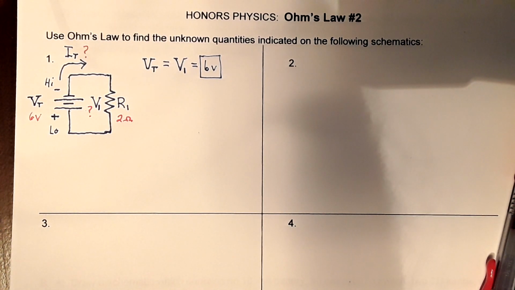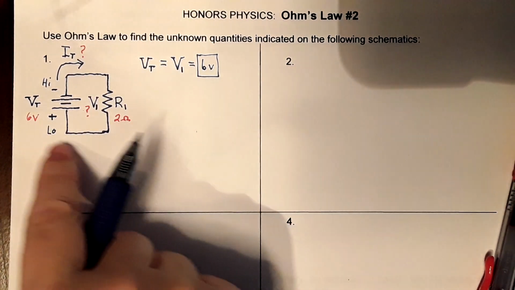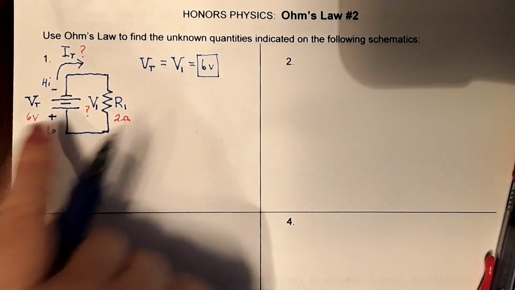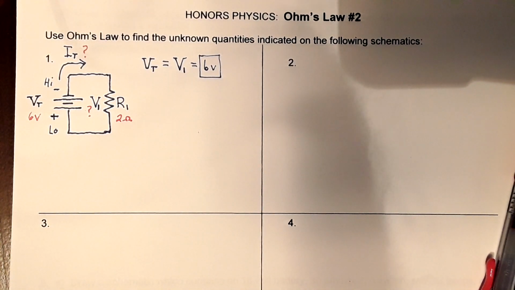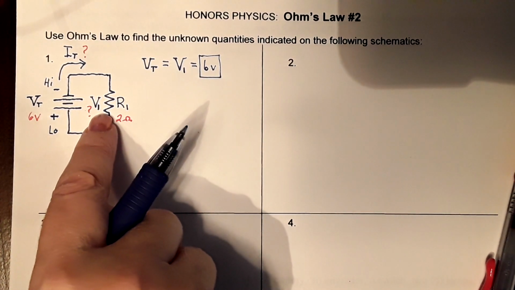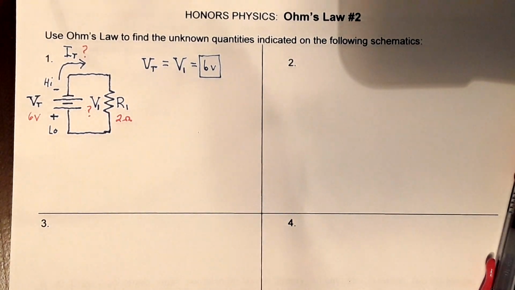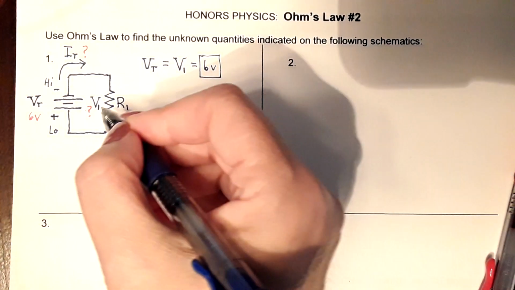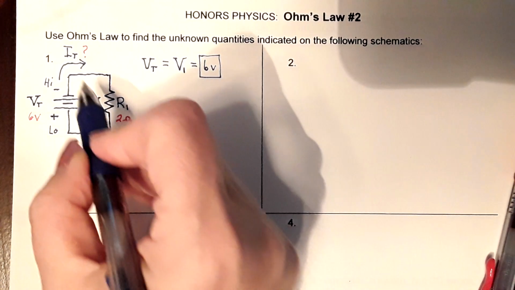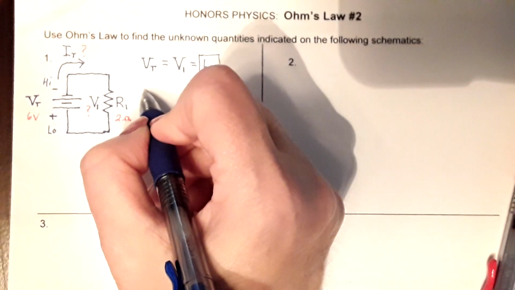All right, now the only other thing we need to find for this one is the current. Now, the current, because there's only one path to follow, is the same all the way around, like water through a pipe, okay? And the potential of 6 volts will push the current charges through that resistance. So, let's use Ohm's law. Now that we know V and R, we can use Ohm's law to find I.